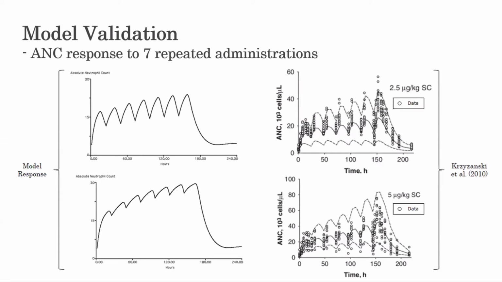On the right, you can see the ANC levels for continuous G-CSF administrations in the absence of chemotherapy from literature. On the left are the responses of our model for the same G-CSF regime. Graphs reach their peaks around the same time and continue stable oscillations with a slowly increasing trend.